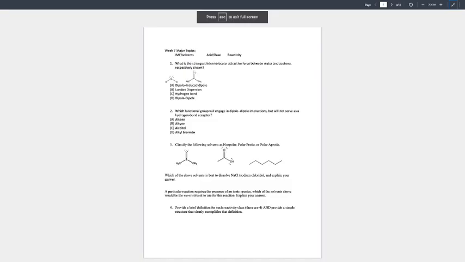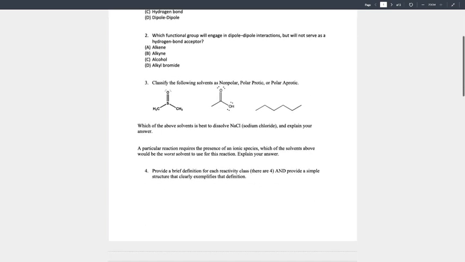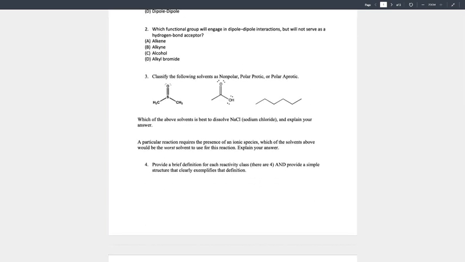In the week 7 assignment, there's this question. Number 4. Provide a brief definition for each reactivity class and provide a simple structure that clearly exemplifies that class or that definition. I don't have a good way of asking this question. This is one of those things of, this is an important concept I want people to know, but I want you thinking and trying to figure out what those things are that move to it.